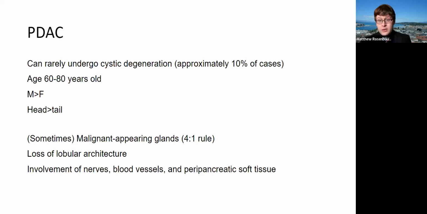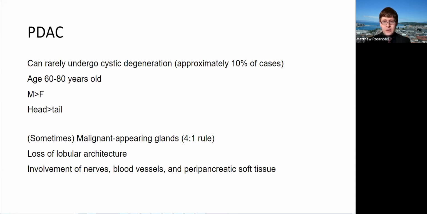Some of the histologic features that we commonly see are malignant appearing glands, although oftentimes these glands can actually be very, very benign, which makes pancreatic pathology very difficult. The 4-to-1 rule basically is within a single gland, be it on cytology or histology, within a single gland or cluster of cells, if you have nuclear size variation of 4-to-1, so if one nucleus is 4 times greater than another nucleus, that is highly concerning.